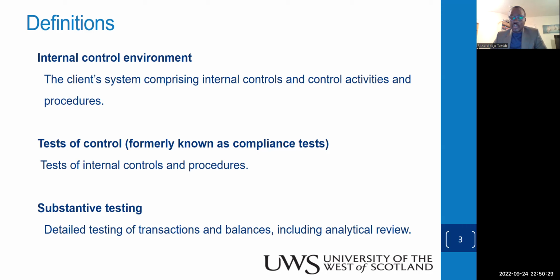Test of controls. In the past, we used to call it compliance test. Today, we call it test of control. So you would have heard over and over, we say test the controls. If controls are effective, you do little or no substantive testing. But if controls are not effective or they are overridden, then you have to do a lot of substantive testing. It's the same thing we're talking about over here. We are actually testing the internal controls. So when we hear test of controls, we're talking of testing the internal controls and the procedures. Substantive testing, that is the detailed testing of the transactions and the balances.